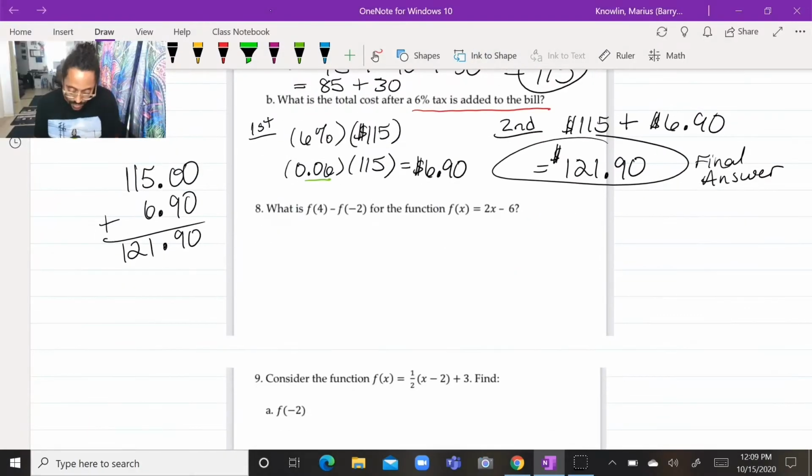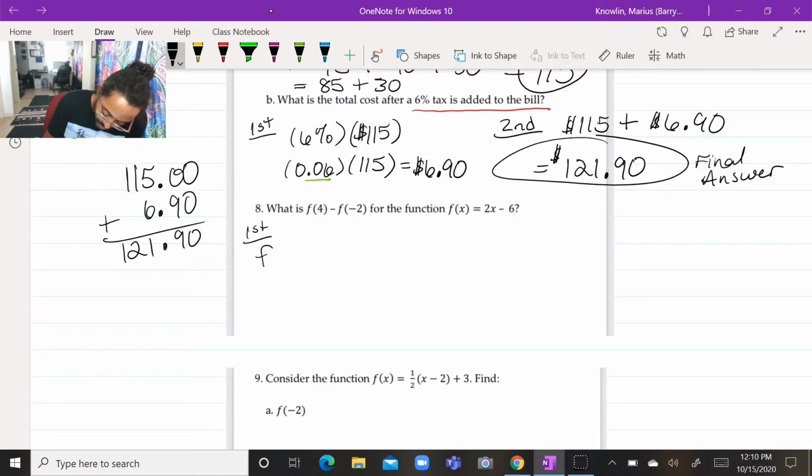Number 8 says, what is f of 4 minus f of negative 2 for the function f of x equals 2x minus 6? So, first of all, we need to figure out f of 4. So f of 4 equals 2 times 4 minus 6. 2 times 4 is 8. 8 minus 6 is 2. So f of 4 equals 2.